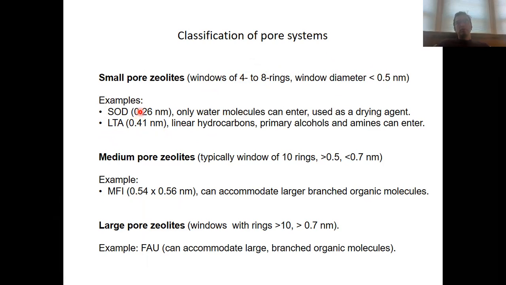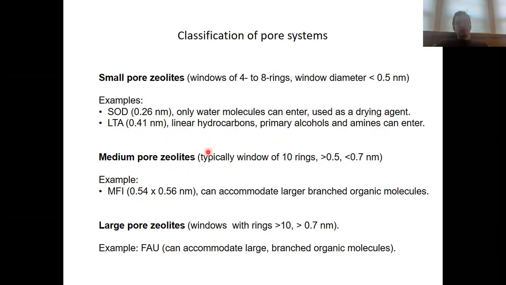0.41. So a property of these zeolites is that they only accommodate very small molecules. For sodalite, actually only water is small enough to enter. For LTA, you can also have linear hydrocarbons enter, as well as primary alcohols and primary amines, but any branched molecules cannot enter, and we will later on see how we can use that property for separation.